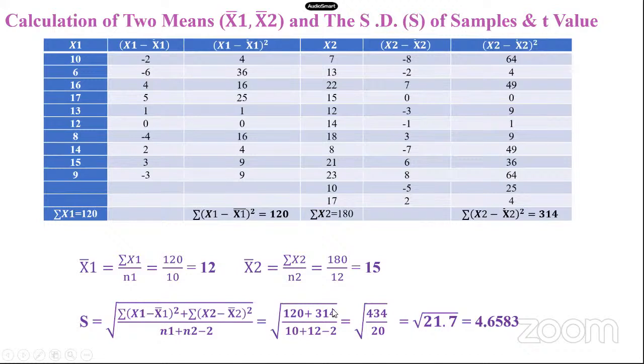For the second one, 314 divided by N1 is equal to 10 plus N2 is equal to 12 minus 2, which is equal to 20. So 434 divided by 20 is equal to 21.7. Now the square root of 21.7 is 4.6583, which is the standard deviation.